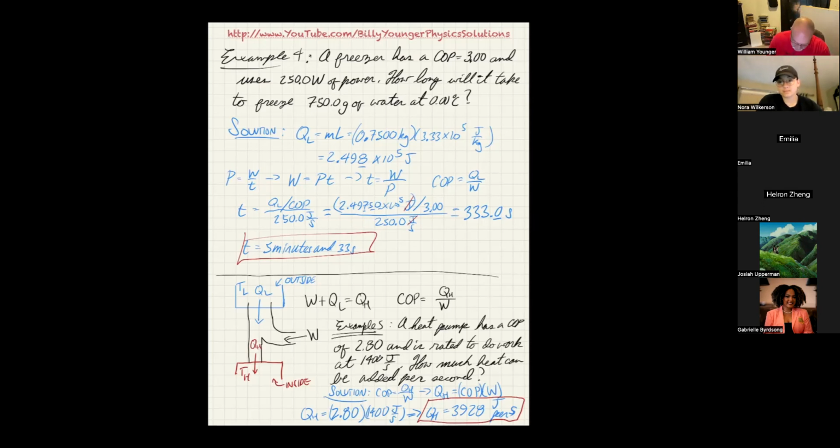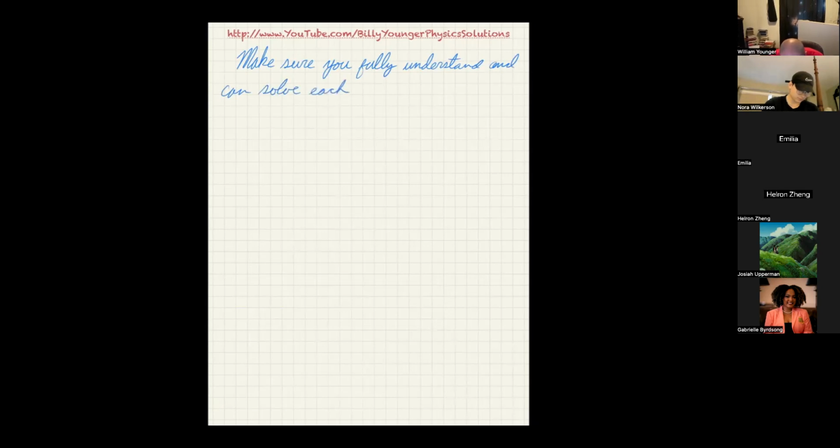So your book does example 20-7. I'm going to let you look at that. So I'll remind you, make sure you fully understand and can solve each example in the chapter. So I just remind you of that. I'm partly saying that to Nora and a couple other people that came in late, just because that was something else I told you at the very beginning. So make sure you guys can do that. One example is like example 20-7.